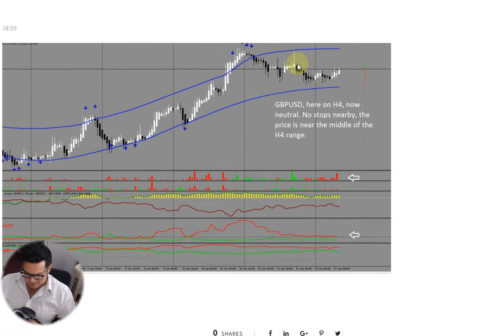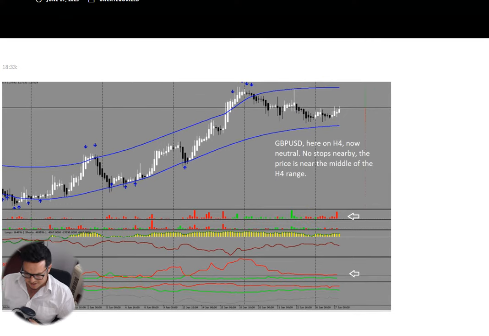Pound dollar. Okay, pound dollar at the beginning was a bit neutral. That's the reason why it's whipsawing. You see in the middle of the 4-hour range, the money is low and changing. So there was no trade at the beginning of the week.